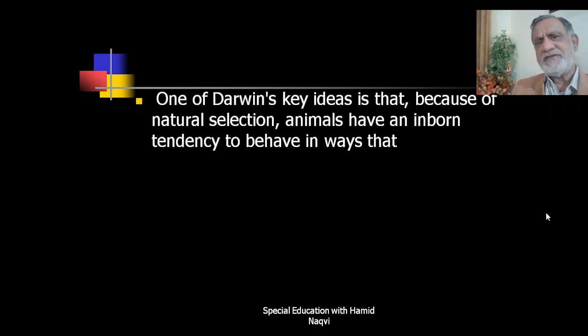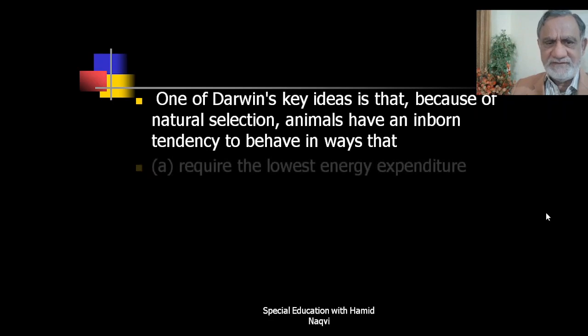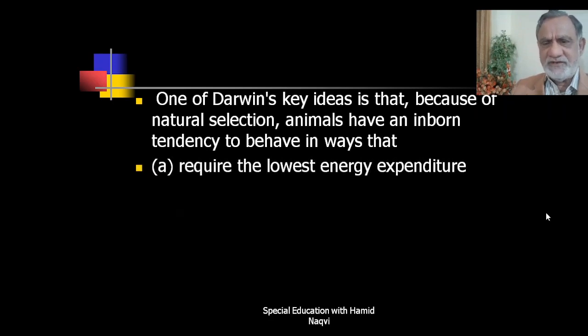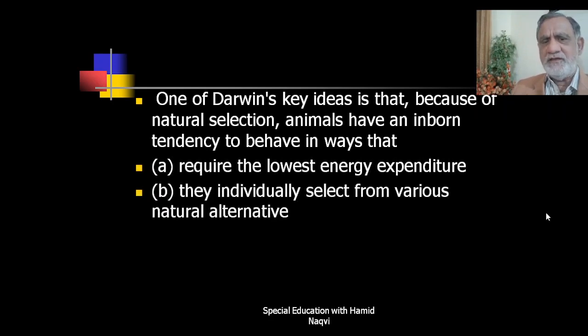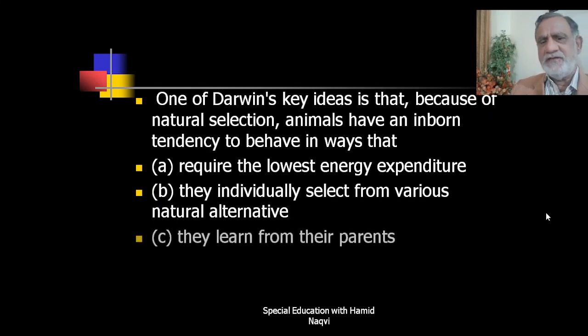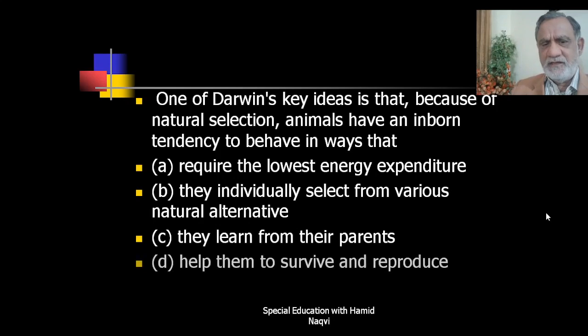One of Darwin's key ideas is that because of natural selection, animals have an inborn tendency to behave in ways that require the lowest energy expenditure. They individually select from various natural alternatives. They learn from their parents. Help them to survive and reproduce. The correct one is the last one, that is, help them to survive and reproduce.